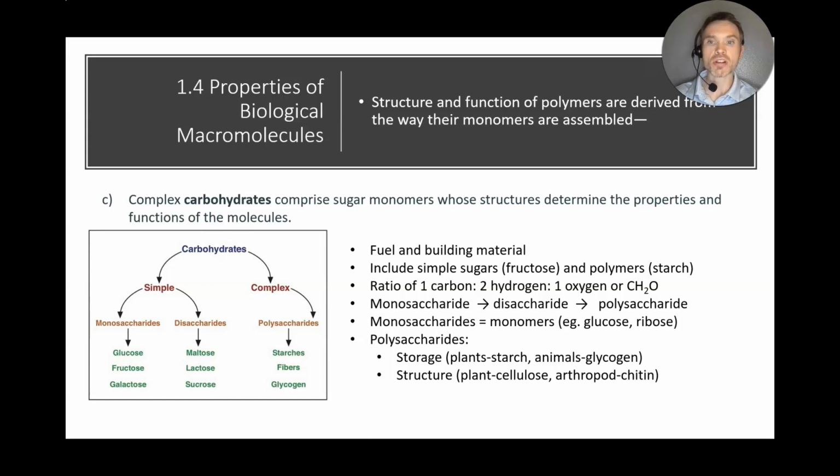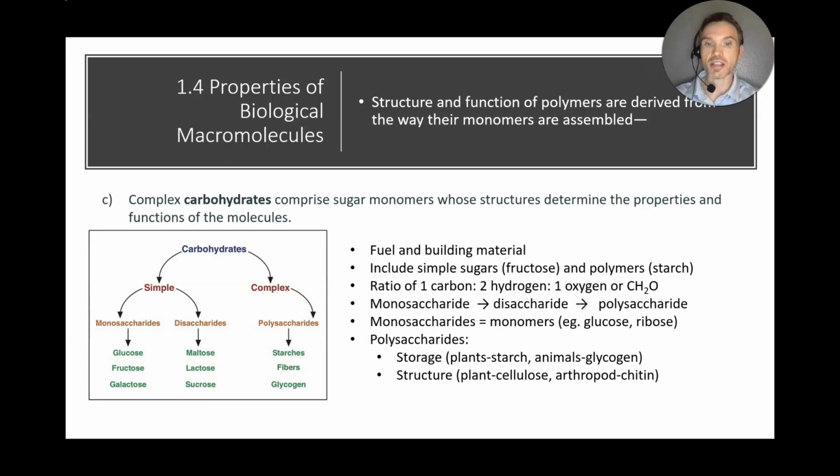So what is the importance of carbohydrates? Well, carbohydrates are a major fuel for our body. They also act as a building material. All carbohydrates have a very unique ratio. They always come in the ratio of 1 carbon, 2 hydrogen, 1 oxygen, or CH2O. The monomer unit is called a monosaccharide. You'll notice that the word saccharide is usually for sugar or carbohydrates, di meaning 2, and poly meaning many.